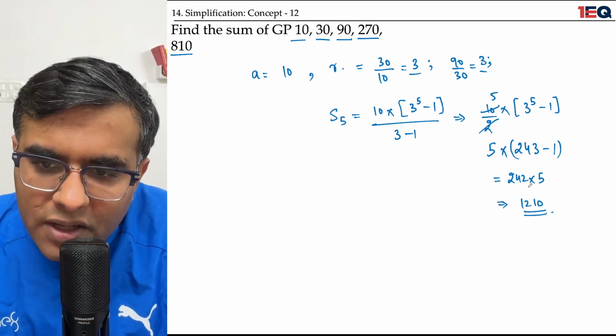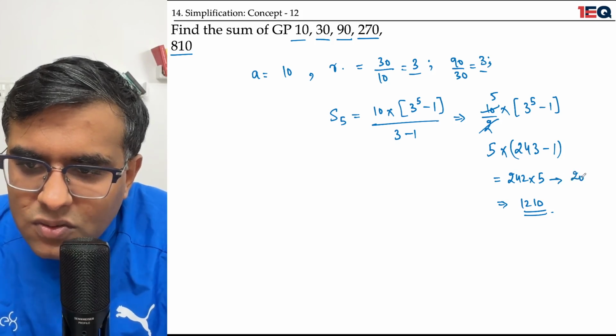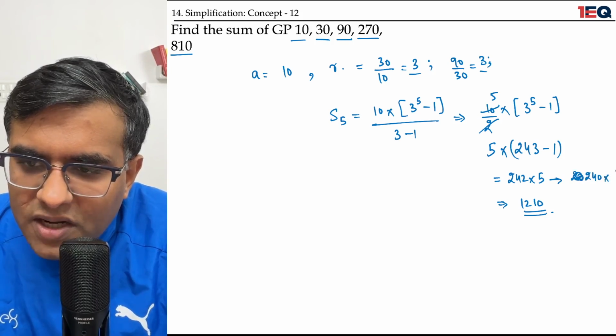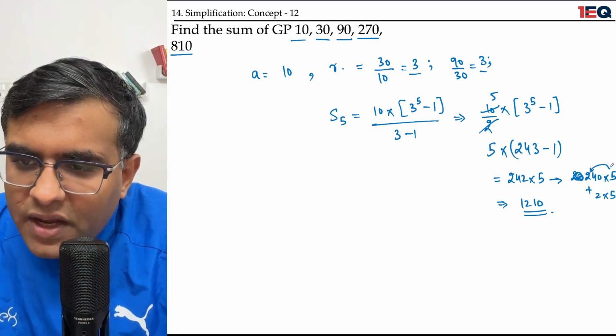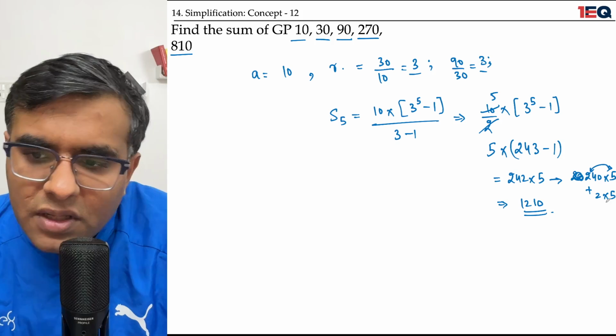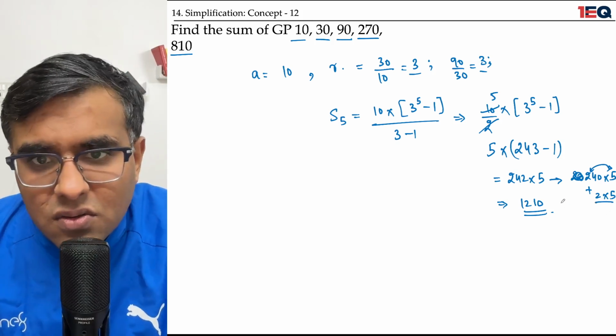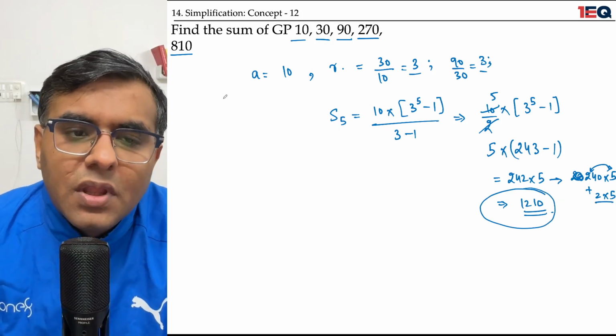Okay. How did I achieve 1210? Let me just show you a quicker method. This is 240 multiplied by 5 plus 2 into 5. When 24 is multiplied by 5, I get a value of 120. There is another 0, so it becomes 1200. Then 5 into 2 is 10, so that is 1210. 1210 is my final answer.